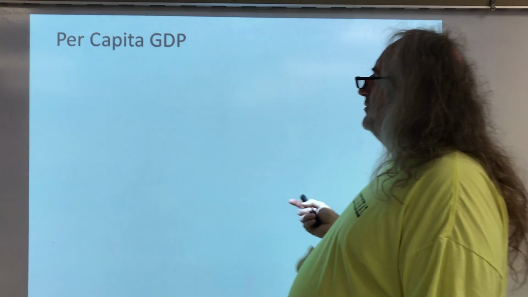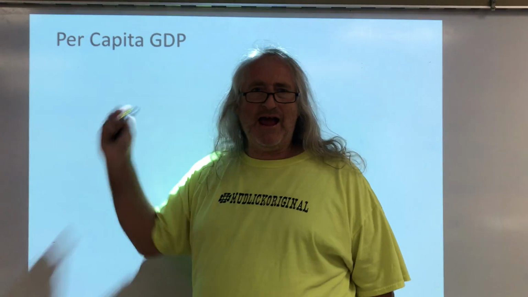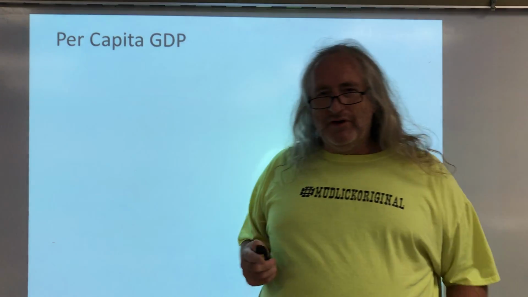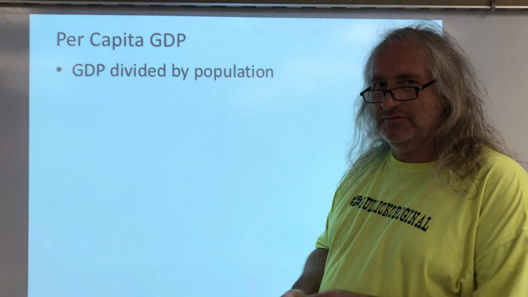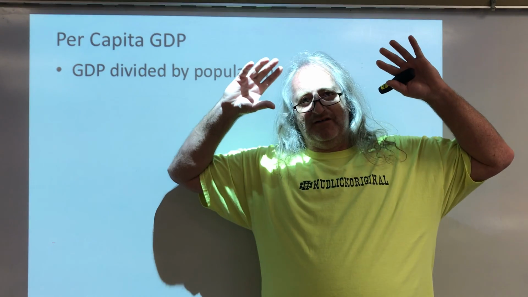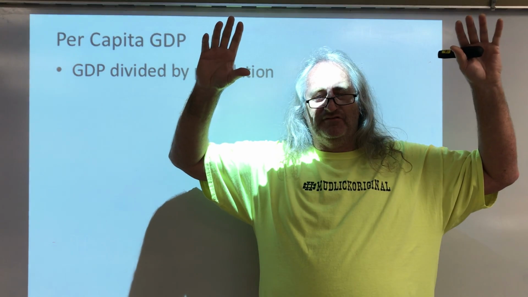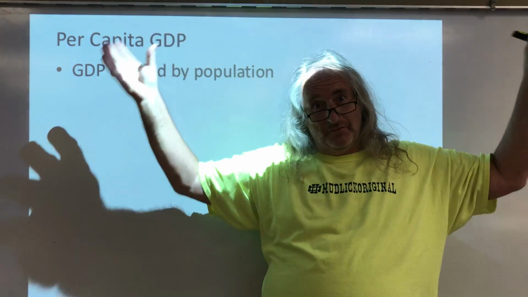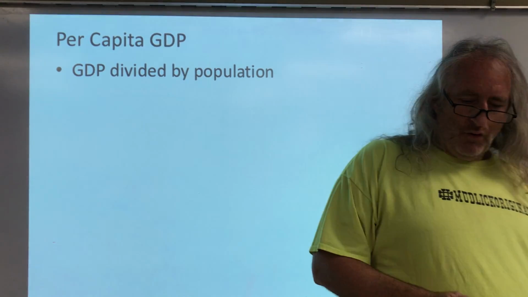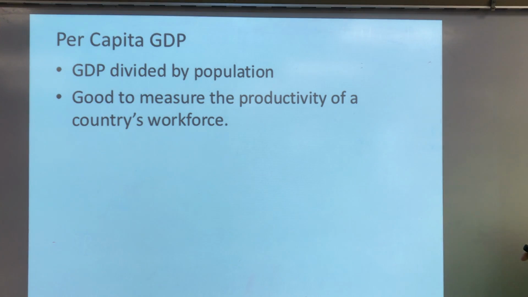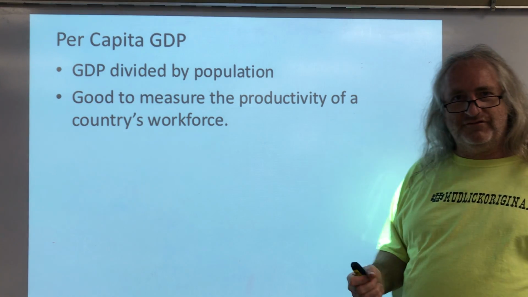Another thing to look at when we look at GDP is something called per capita GDP. The way you get per capita, that means you take the GDP and you divide it by the population. You take the total amount of all goods and services produced in the country in 1 year, it's going to be a big number, and you divide that by how many people are in your country. Why do we do this? Well, it's good to measure the productivity of a country's workforce.